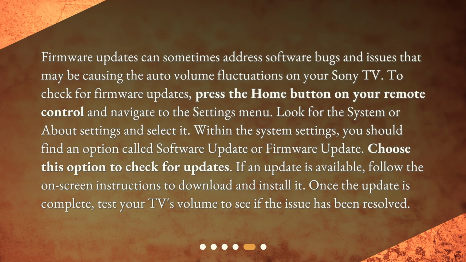Look for the System or About settings and select it. Within the System settings, you should find an option called Software Update or Firmware Update. Choose this option to check for updates. If an update is available, follow the on-screen instructions to download and install it. Once the update is complete, test your TV's volume to see if the issue has been resolved.